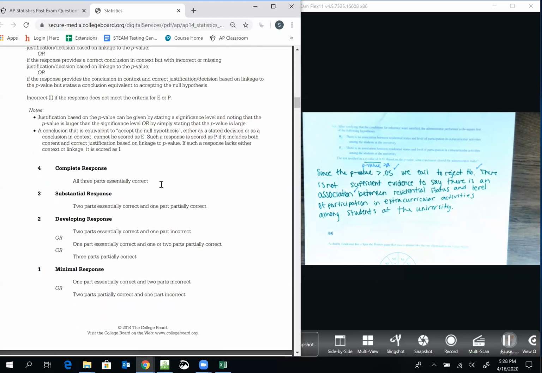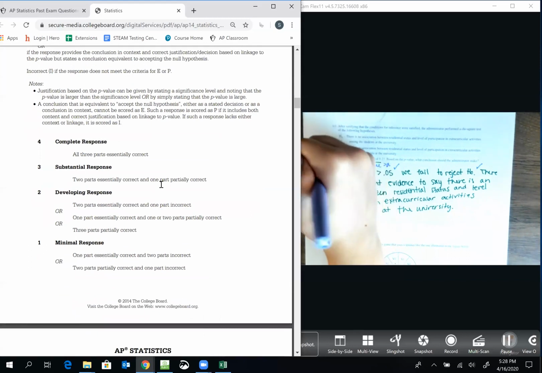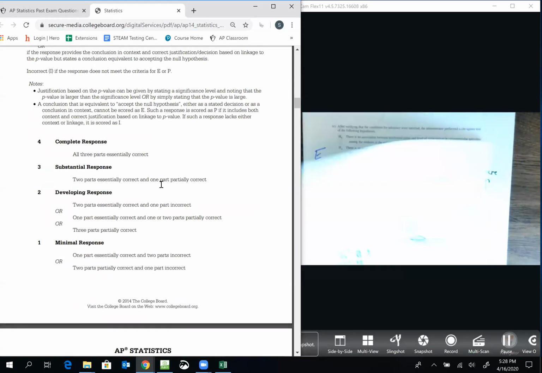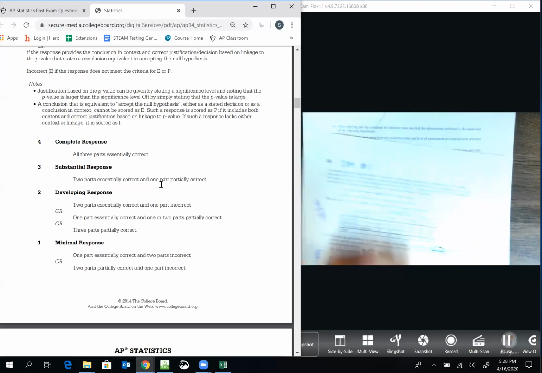Same breakdown, here it is. Pause the screen if you're not sure. This was an E. Give yourself your overall numerical score.